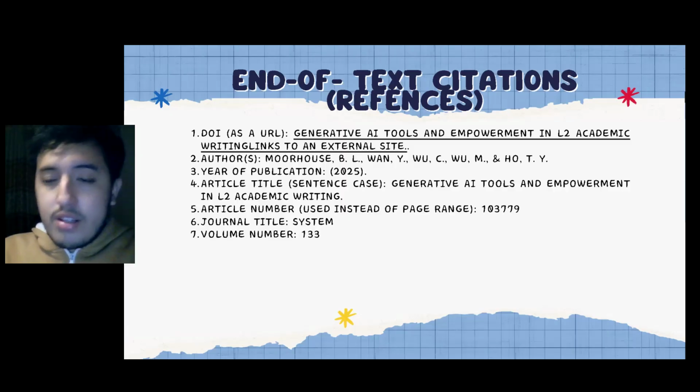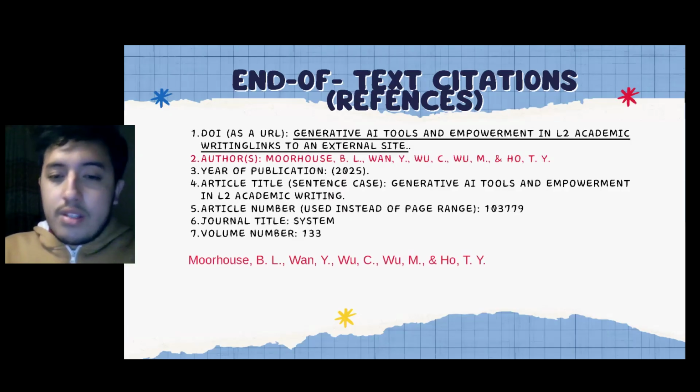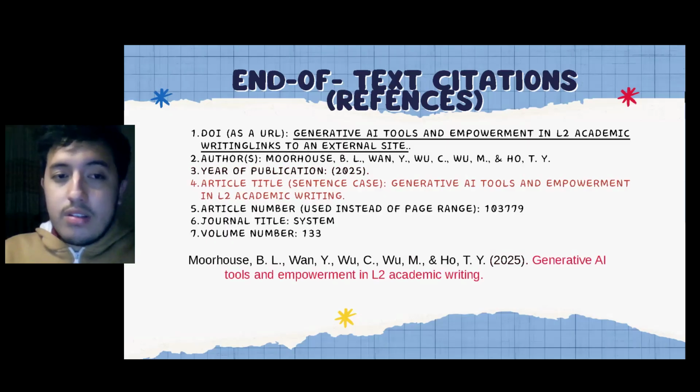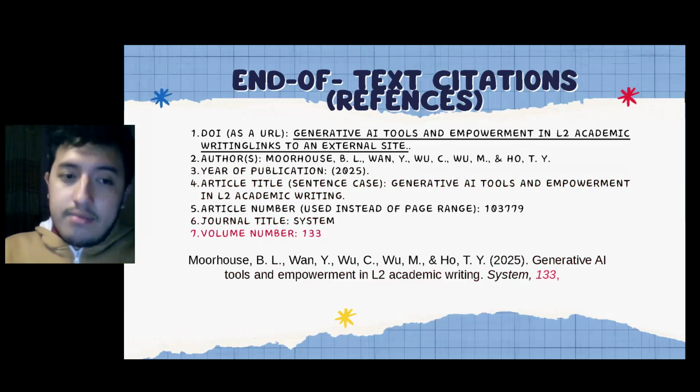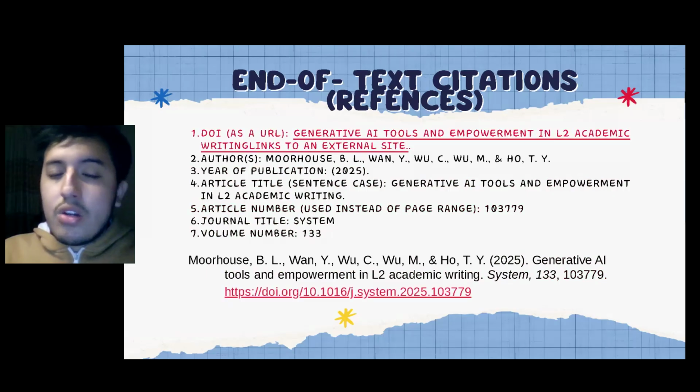So in this case, first, obviously the authors, then the year of publication, after that the name of the article. Okay, you can see it in its ordered way in here. After that, the name of the journal and the volume, but italicized. Okay, as we said, the article number and the DOI's URL. Okay, not a bad URL, the DOI's URL.